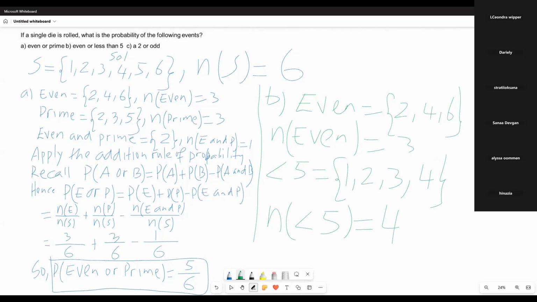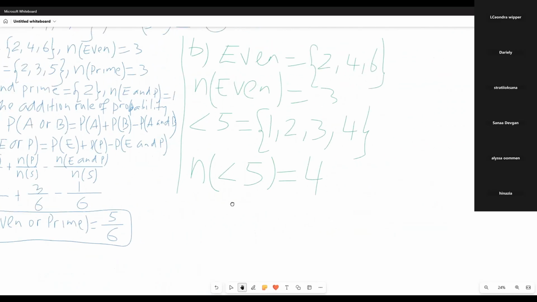Now, do you think these two events are mutually exclusive? Do you think they have something in common? You got even, or 2, 4, 6. You got less than 5. You got 1, 2, 3, 4. Right? Yes. So they have 2 and 4, 2 outcomes in common.